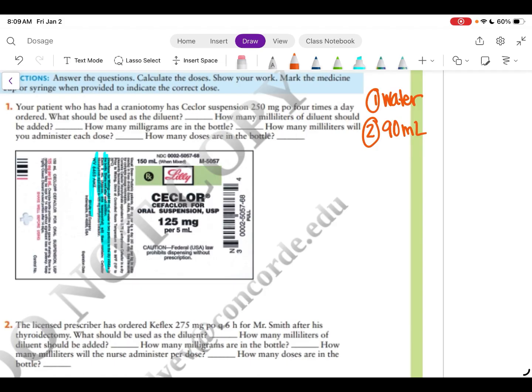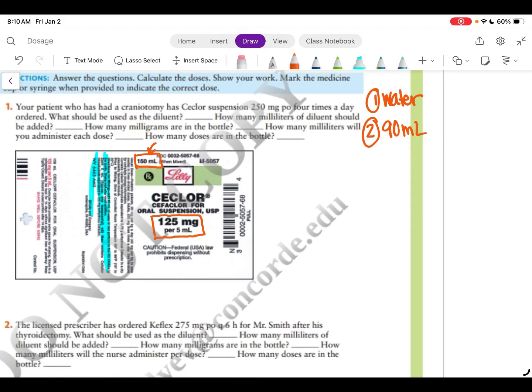Now, how many milligrams are in the bottle? Okay. So we got to look at a couple of things here. We have our listed dosage, right? We know that it's 125 milligrams per 5 milliliters, right? However, the entire bottle is 150 milliliters. So we have to figure out how many milligrams are in the whole bottle in these 150, okay?